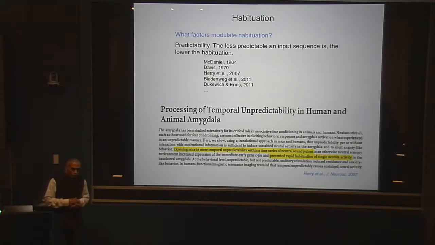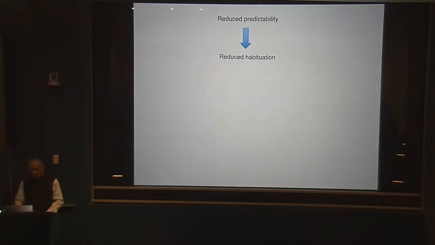So if we are positing that predictability, or the ability to predict what's going to happen next, is reduced in autism, then we would predict that habituation also would be reduced in the condition. Is that really the case? So that's the experimental question. It's a very clear experimental target. Is habituation reduced in autism?